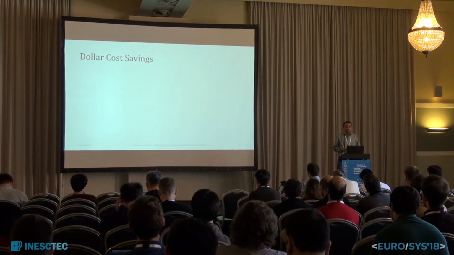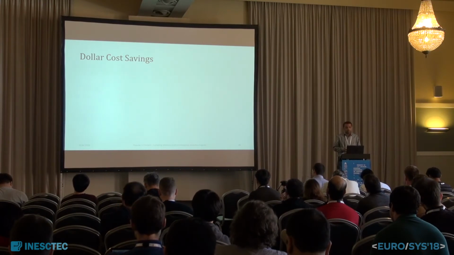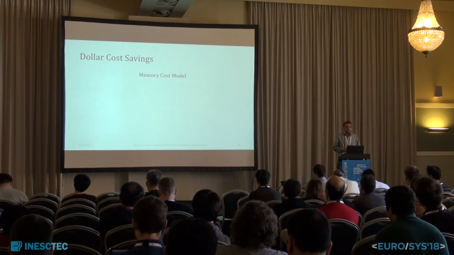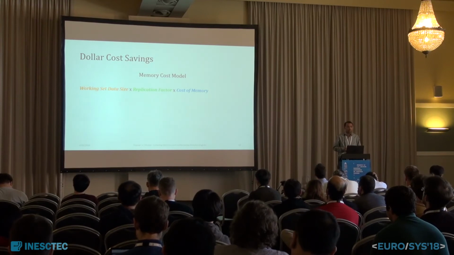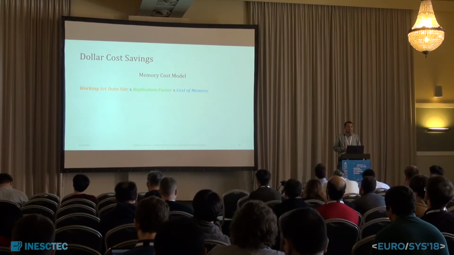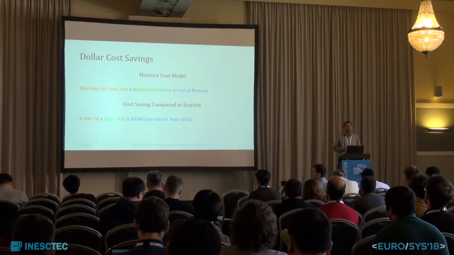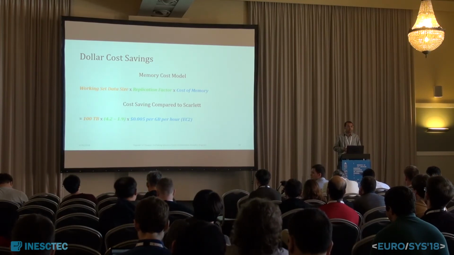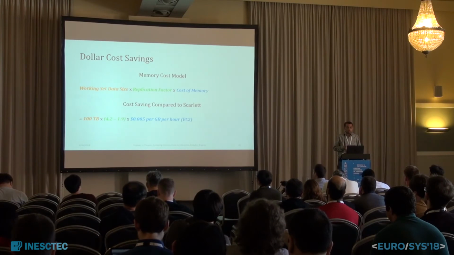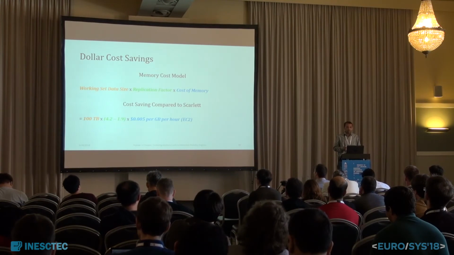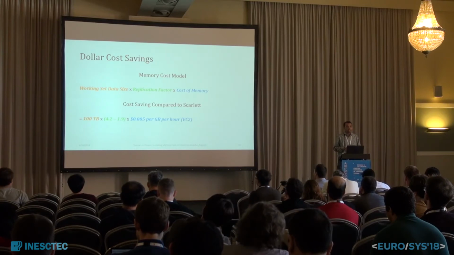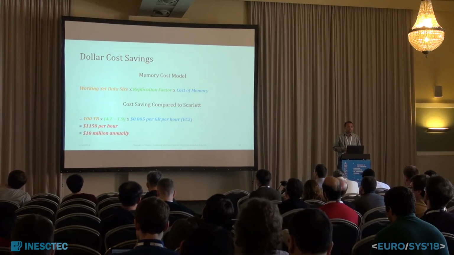Finally, we do some back-of-the-envelope calculations to estimate cost savings. We calculate memory costs as the product of working set data size, replication factor, and the cost of memory. For the first and the last parameters, we use data that is publicly available. For the replication factor, we use numbers that we observed from our evaluation. We know EC2 couples memory and processing costs, but for the purposes of this calculation, we talk about only memory here. Compared to Scarlet, we estimate a cost savings of $10 million annually.